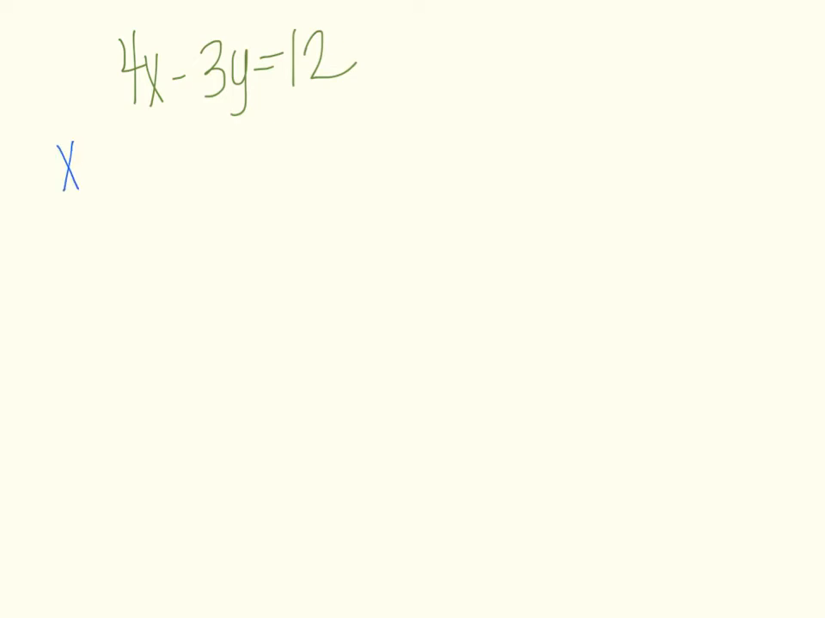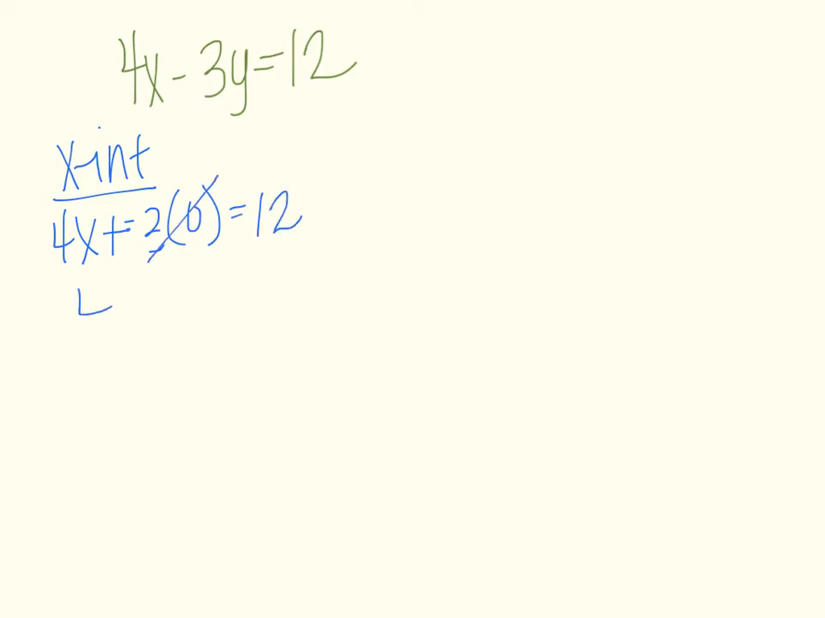So what you should have done for the x-intercept, it says 4x plus negative 3 times 0 equals 12. That will go away, so you're left with 4x equals 12. So then x you should have gotten 3. So the ordered pair is 3 comma 0.